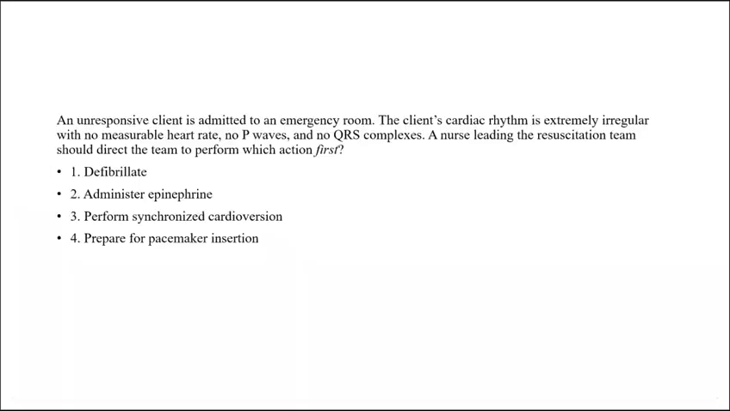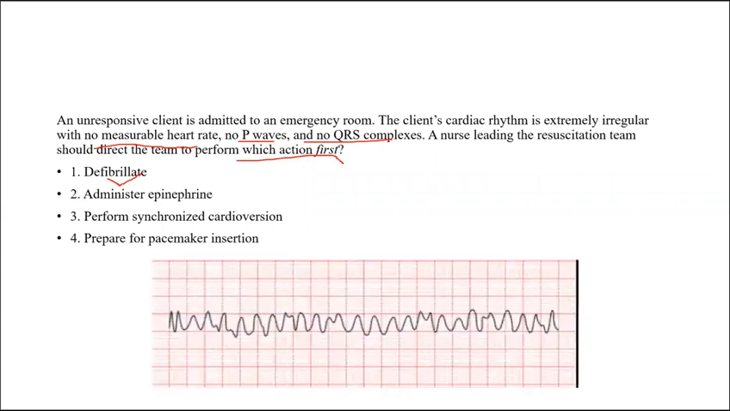An unresponsive client is admitted to the emergency room. The client's cardiac rhythm is extremely irregular. Again, extremely irregular. I see no measurable heart rate, no P waves, no QRS complex. And they're asking me what my first action should be. Again, no P wave, no QRS. Oh, I'm already thinking defibrillation. Probably this rhythm that we have to deal with.